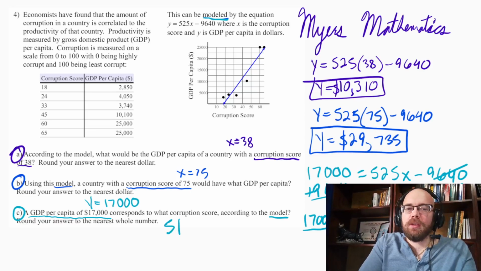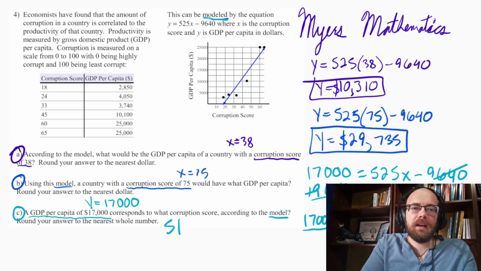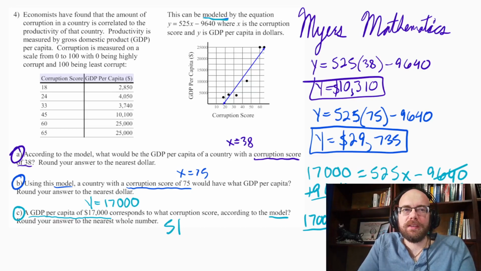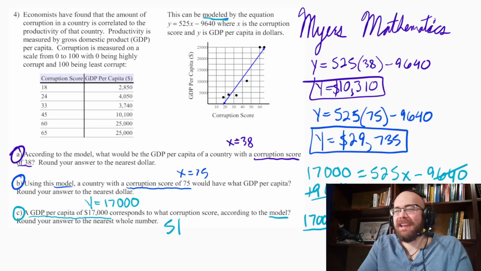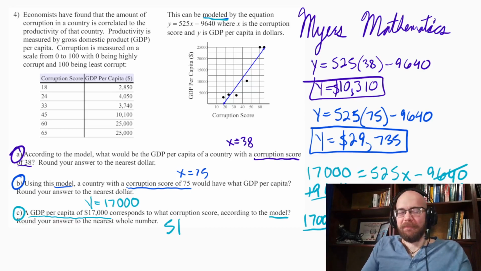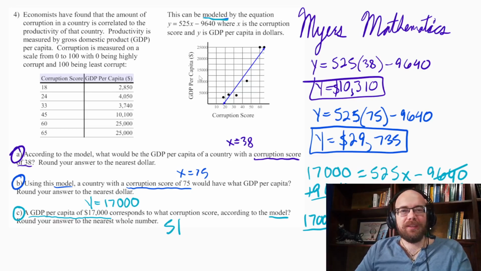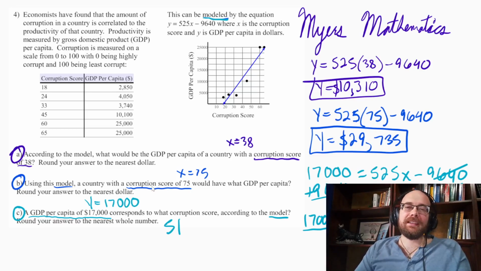I don't know if you need to put units on that or not. Because it's a corruption score, right? So there's no units. It's just 51 corruption. That's a unit now. That's how many dollars they have in their banks. 51 corruption notes. Okay, but that's it. So that's it for that question. That's all there is.